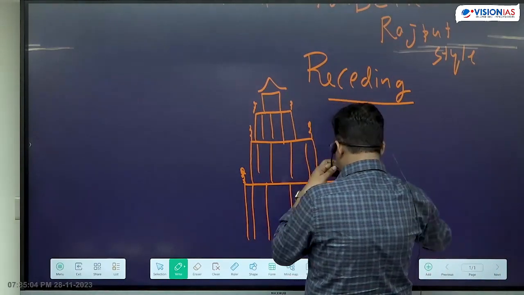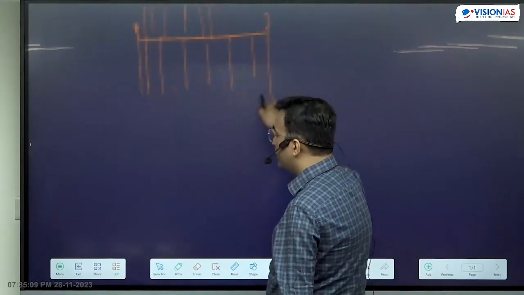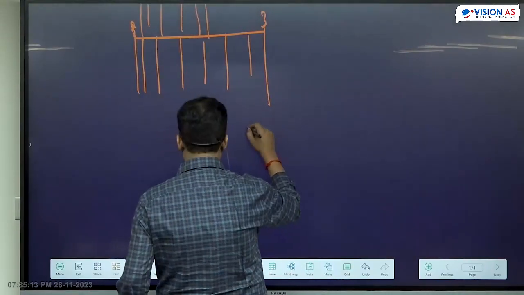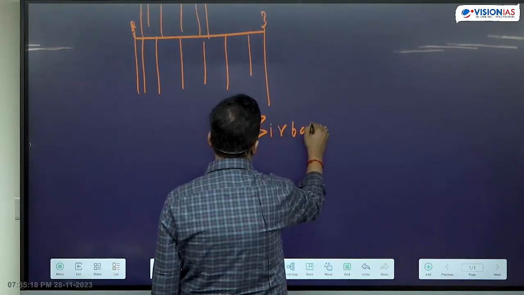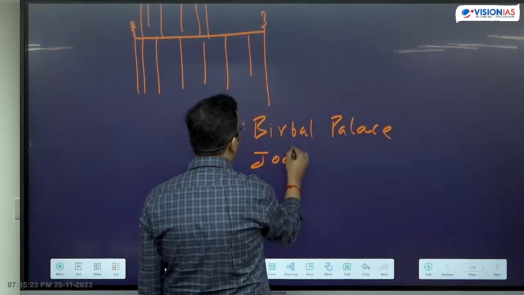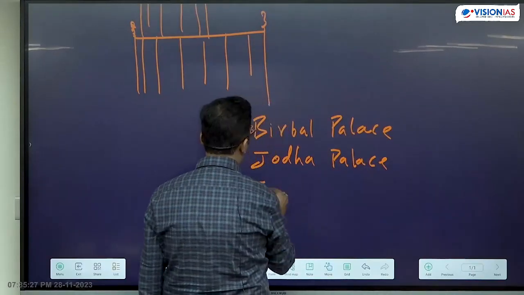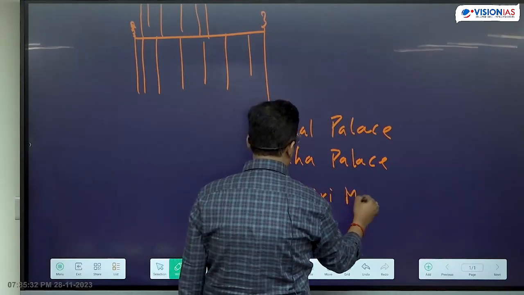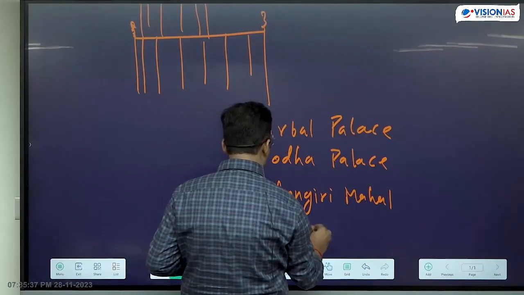In Fatehpur Sikri, the buildings are as follows. So mention: first you write Birbal Palace, Jodha Palace, Jahangiri Mahal, and Salim Chisti's tomb.